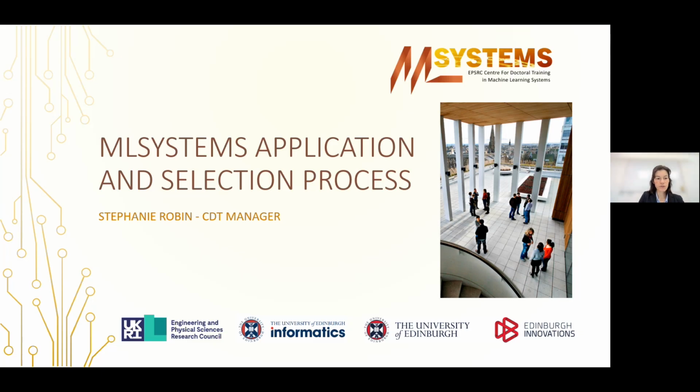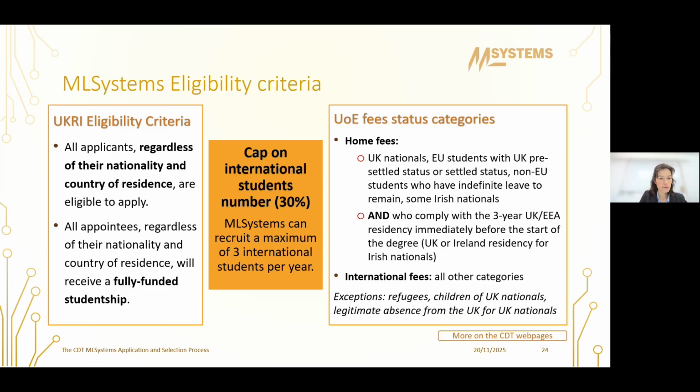So now I'm going to go into the details of our application and selection process. So let's start with the funding eligibility criteria. So the funding comes from the UKRI, and UKRI says that all applicants, regardless of their nationality and country of residence, are eligible to apply. That means that all appointees, regardless of their nationality and country of residence, will receive a fully funded studentship.